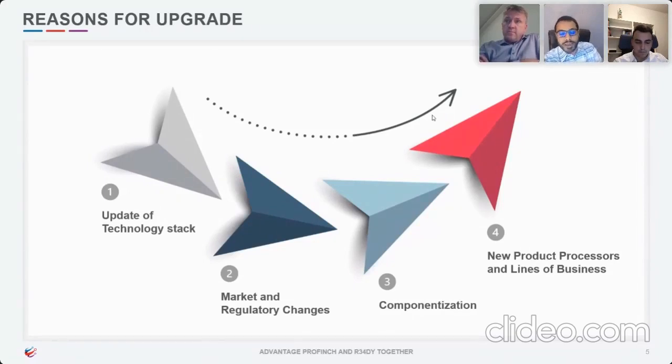PayPal is another one. Similarly, the tech players like Google Pay and Apple Pay are also coming with offerings to give you an account where you can hold a balance and so on. So that's on the market side.